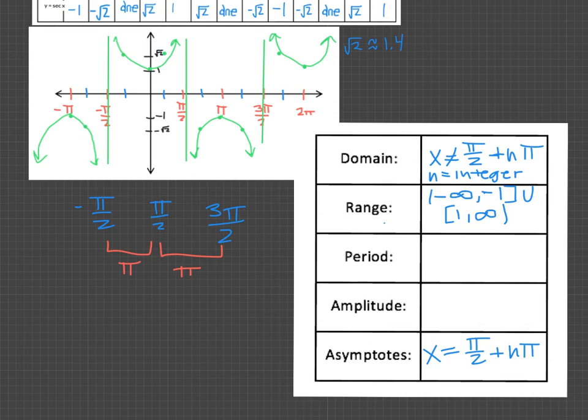The period is the length of that repeating pattern. Well, we have a repeating pattern here. So the length of that is 2 pi. So we put in the period of 2 pi. And we do not have a wave like we do with the cosine, so there is no amplitude.